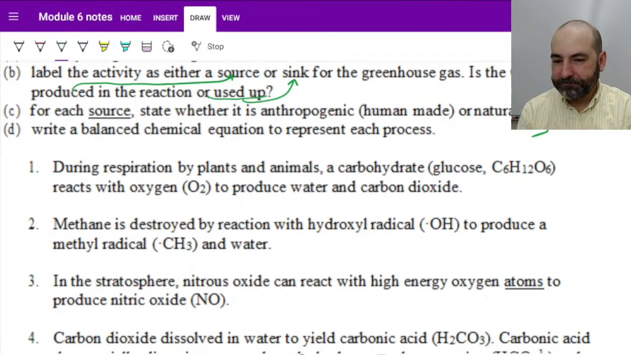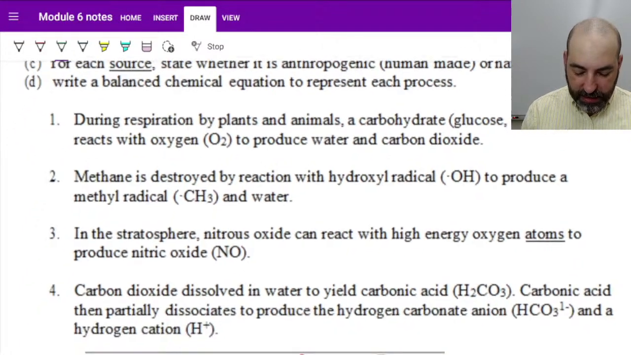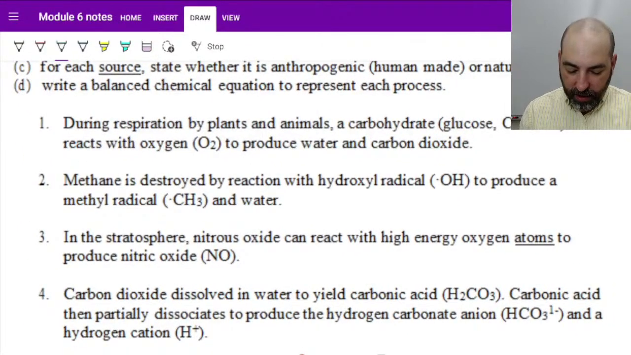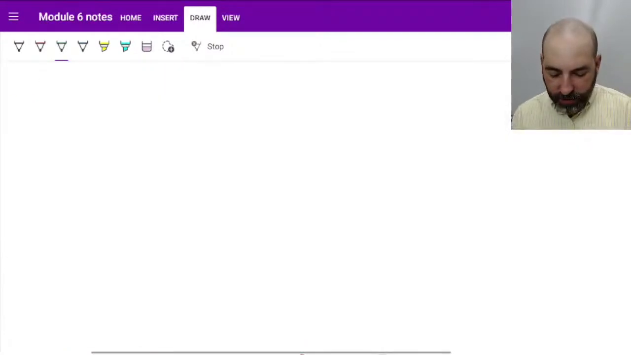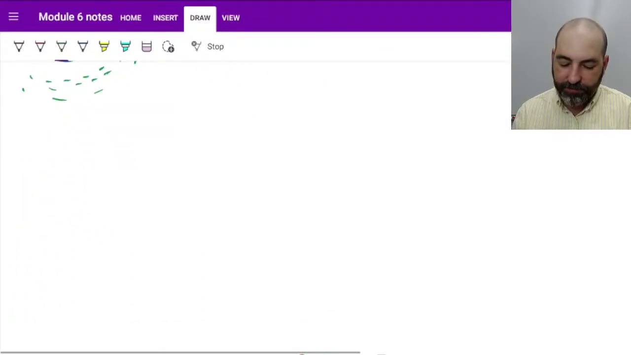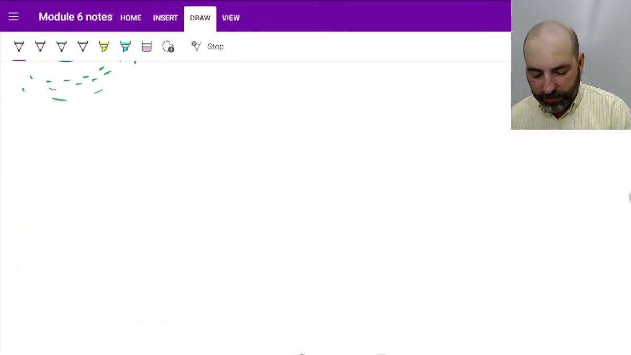All right. So that is this activity. The other part of the work for this week is to look through just one section of the IPCC report.